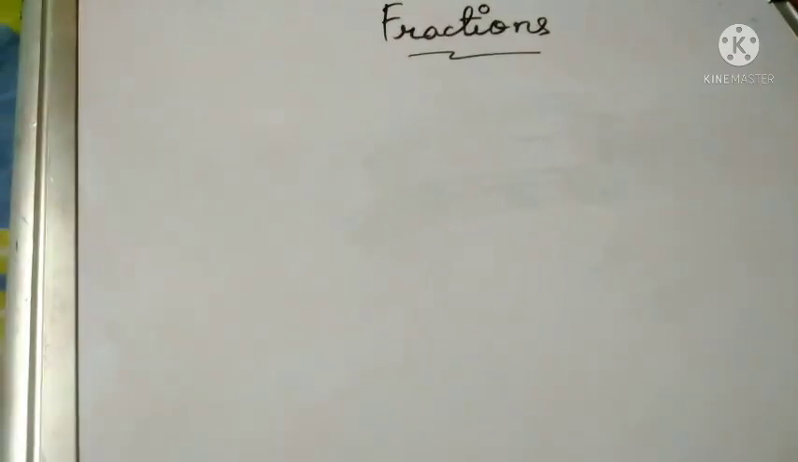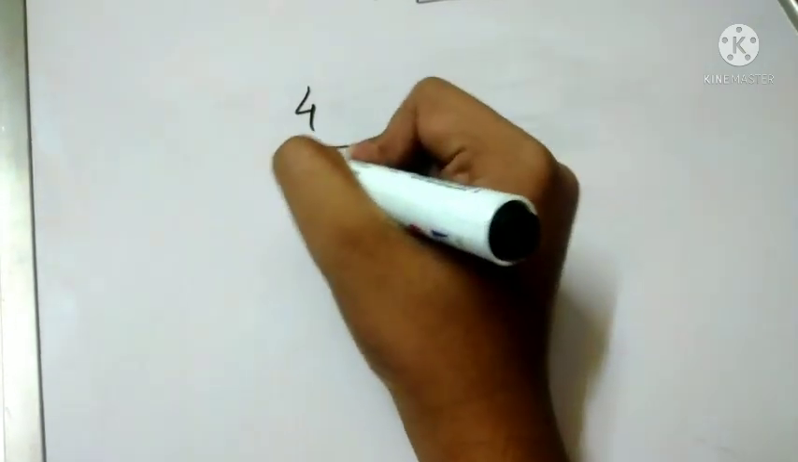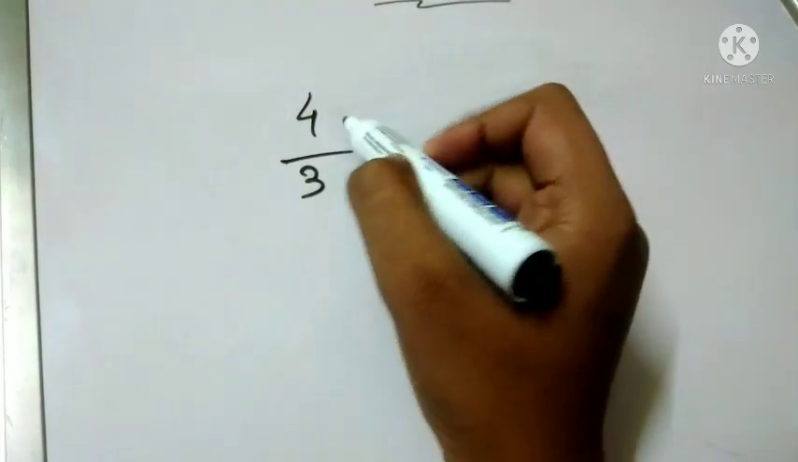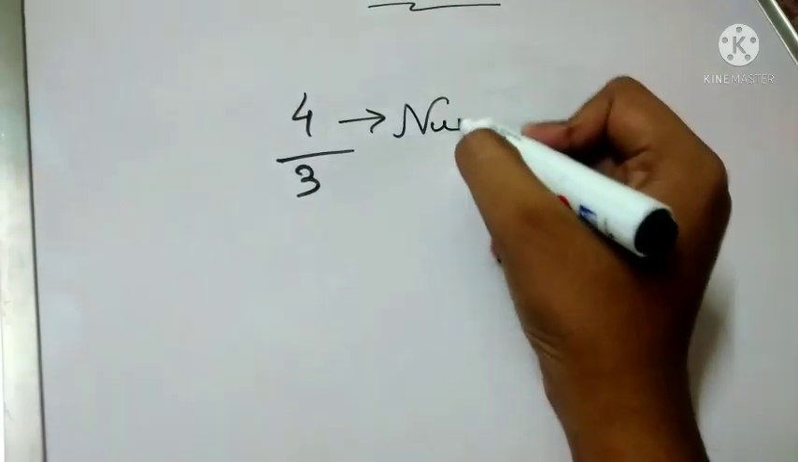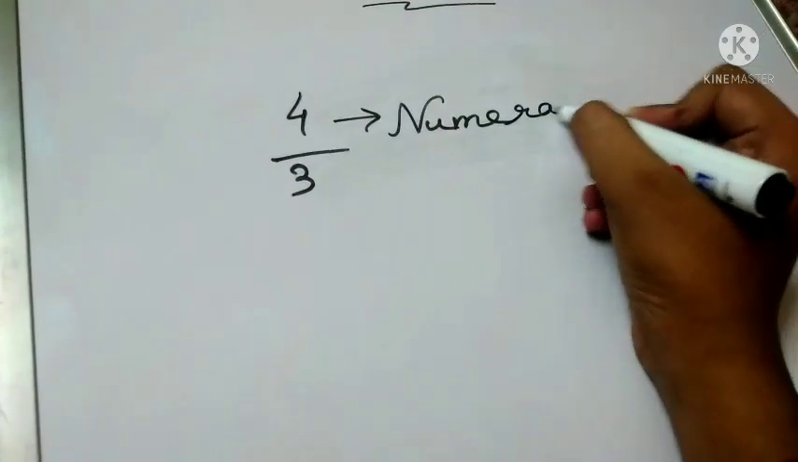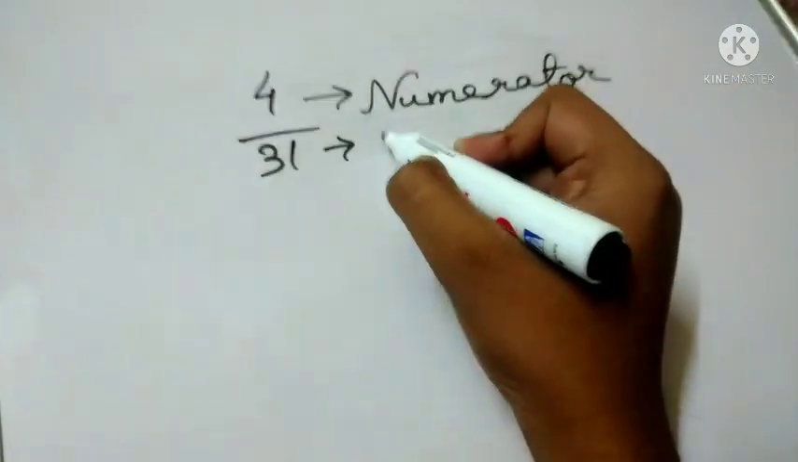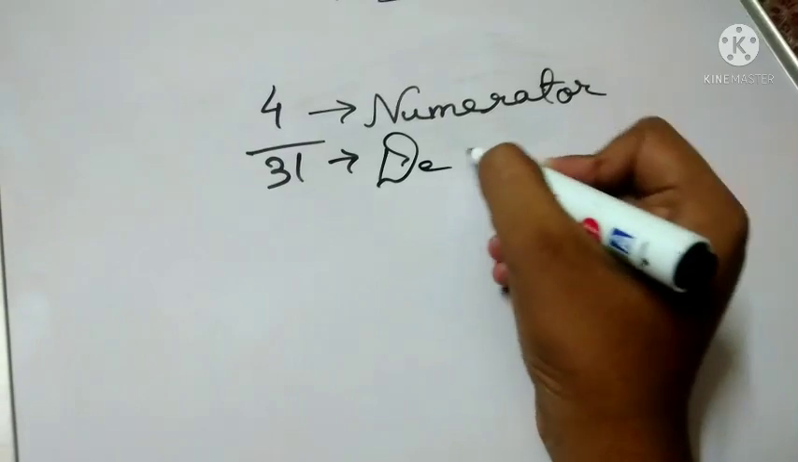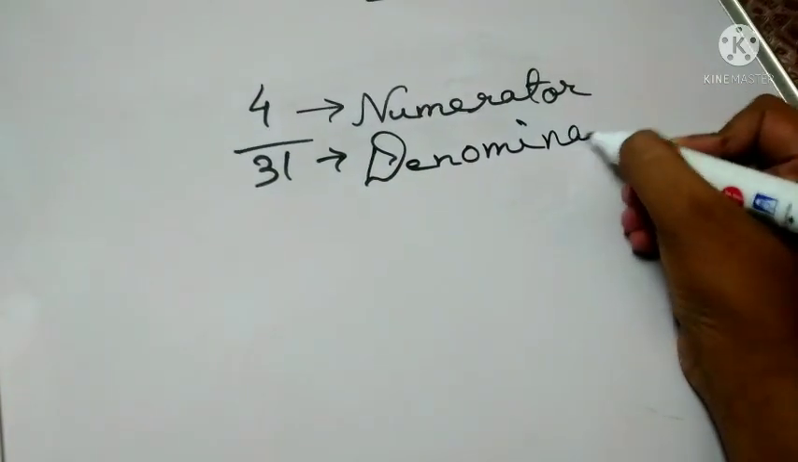So now I'm going to teach you what is denominator and numerator. The number on the upper side is known as numerator, and the number on the lower side, this one, is known as denominator.